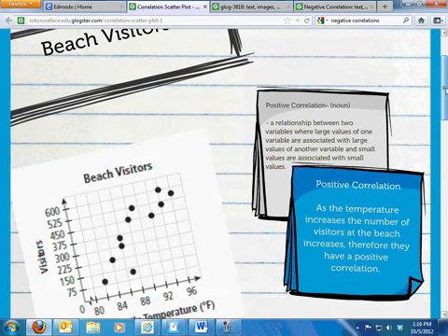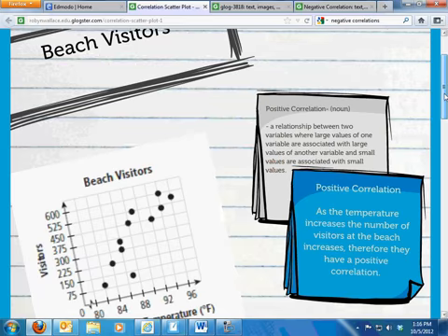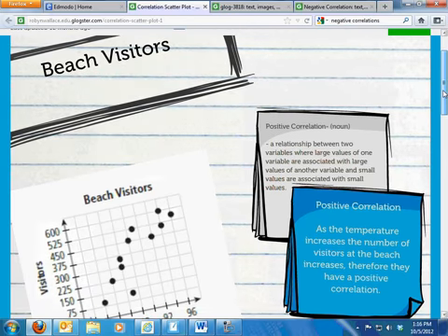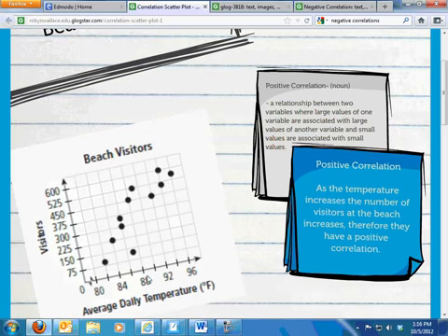The first type of correlation is a positive correlation, and it is a relationship between two variables where large values of one variable are associated with large values of another variable, and small values are associated with small values. Basically, if I look at this graph here, we're talking about beach visitors, people who visit the beach. As you notice here, as the average daily temperature increases, as it gets hotter, what's happening to the number of visitors here? Well, I see that number is getting larger. So as the value on my x-axis increased, the value on my y-axis increased.